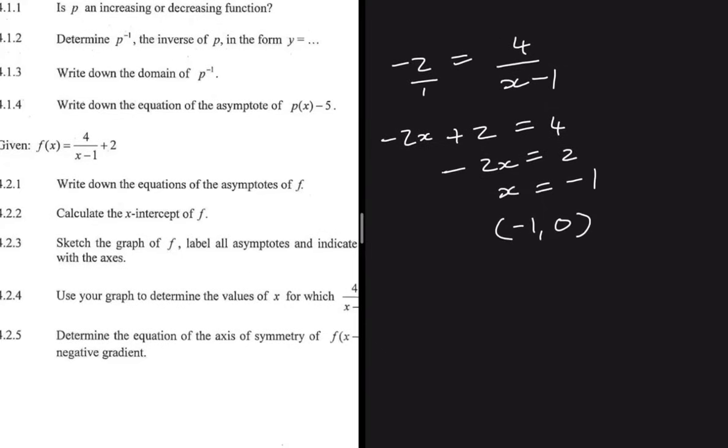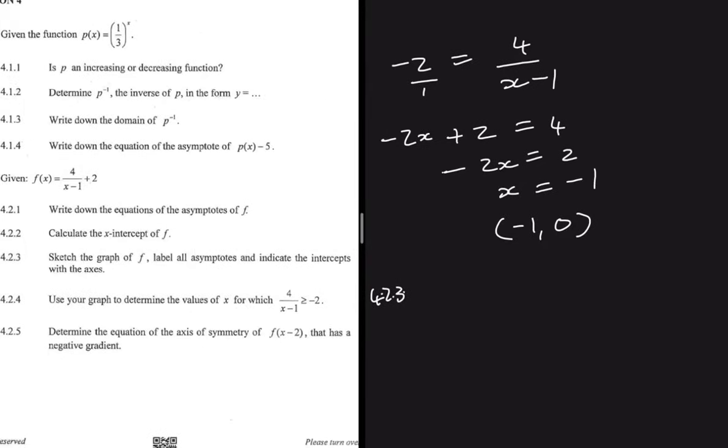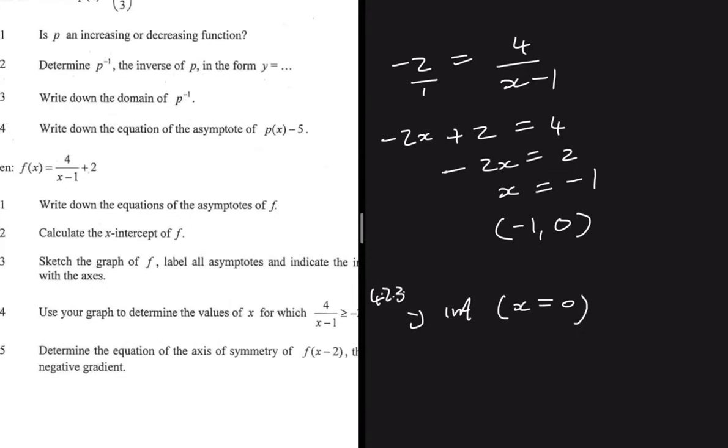And now 4.2.3, we are required to sketch the graph of f and label all asymptotes and indicate the intercepts with the axes. In 4.2.2, we only calculated the x-intercept, but now we are required to indicate the intercepts, right? So we need to find the y-intercept, where x is equal to 0. Let's go ahead and find it so that we can sketch our graph and indicate all that we are required to, right?